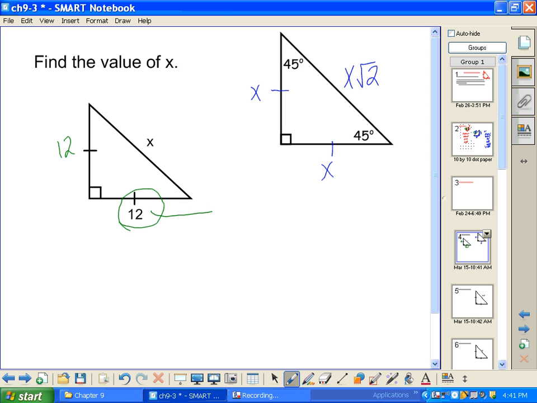So I noticed 12 matches up with x on my formula triangle. And I know my hypotenuse here matches up with x radical 2 on my formula triangle. So that means whatever the length of my leg is, I need to take it times radical 2 in order to get the length of the hypotenuse. So that means the length of my hypotenuse is actually 12 radical 2. That's all there is to do with it. No other simplifying you can do. That is your answer. Let's try another example.